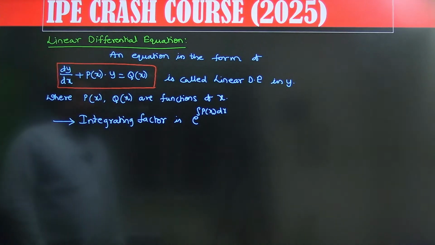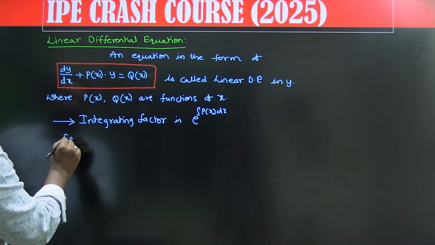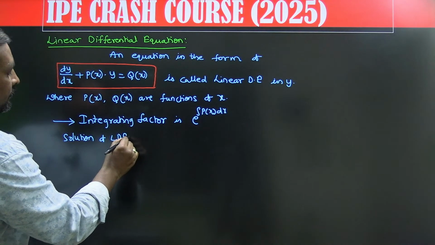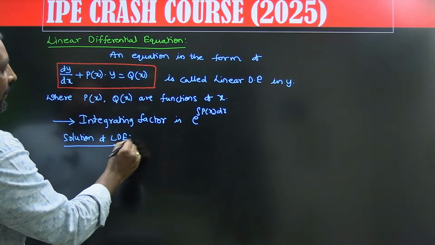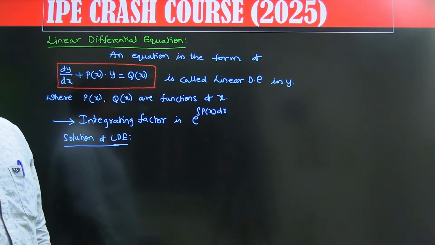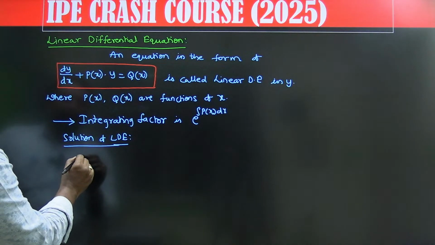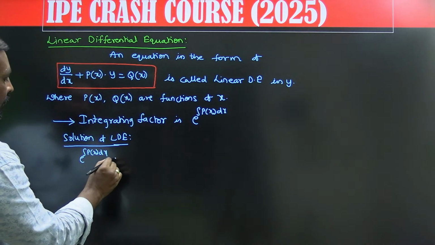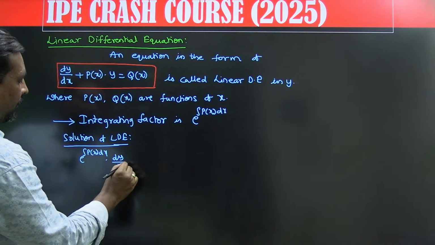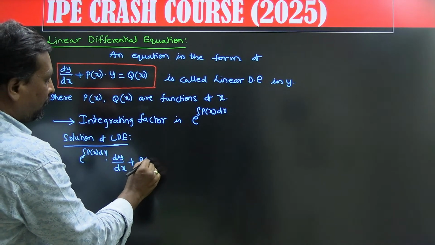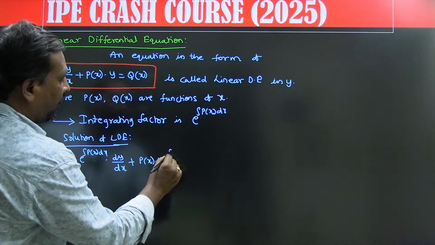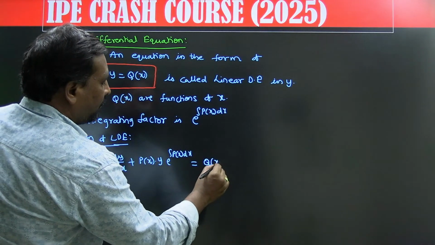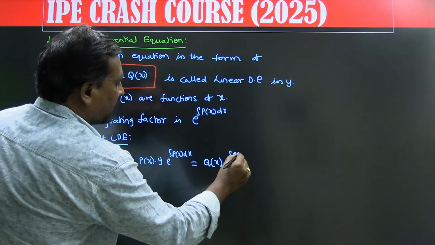So how we have to find out the solution means multiply this linear differential equation, LDE, with e power integral p of x dx. Then it becomes e power integral p of x dx into dy by dx plus p of x into y into e power integral p of x dx is equals to q of x into e power integral p of x dx.